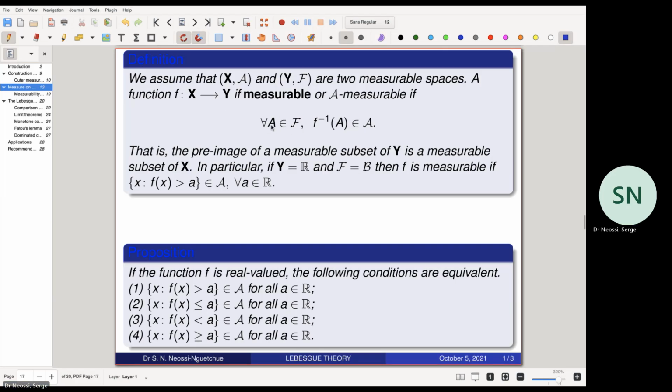As we can see here, calligraphic F is a sigma algebra on Y, and calligraphic A is a sigma algebra on X. So those are the two sigma algebras that we use to define a measurable function. In other words, a function is measurable if the preimage of a measurable subset of Y is a measurable subset of X.